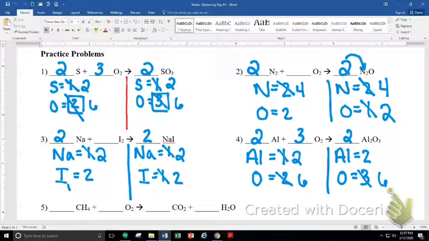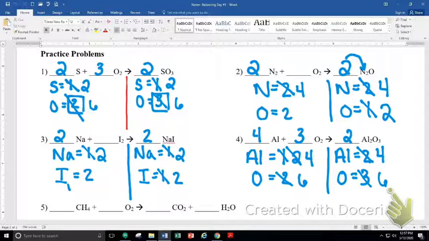When you do that, you need to update everything. So this also changed our number of aluminum. So we have to go back to the drawing board in that we need to change our coefficient here to balance it out. So I now have 4 aluminum on the product side. So to do that on the reactant side, I need to change that to a 4. And I now have a balanced chemical equation.